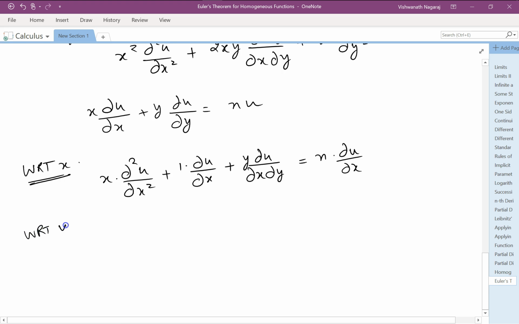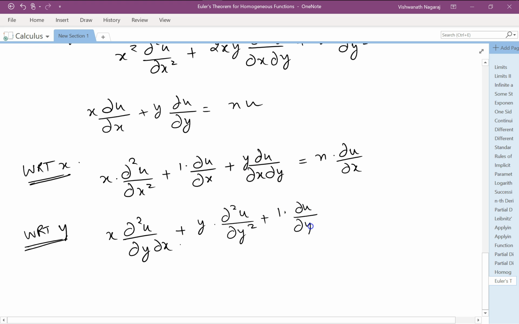With respect to y, if we differentiate, what happens? x ∂²u/∂y∂x, we already have ∂x, so we are going to differentiate it with respect to y, plus y remains as it is, ∂²u/∂y², plus, now we differentiate y, so 1 times ∂u/∂y, is equal to n times ∂u/∂y.